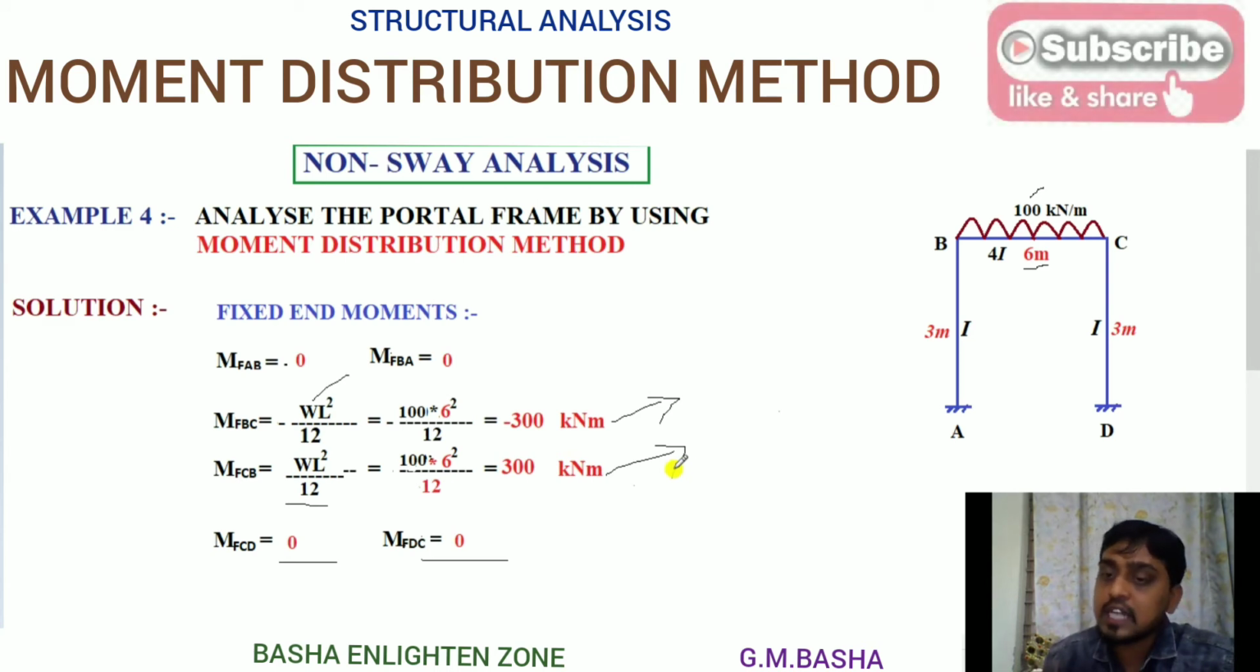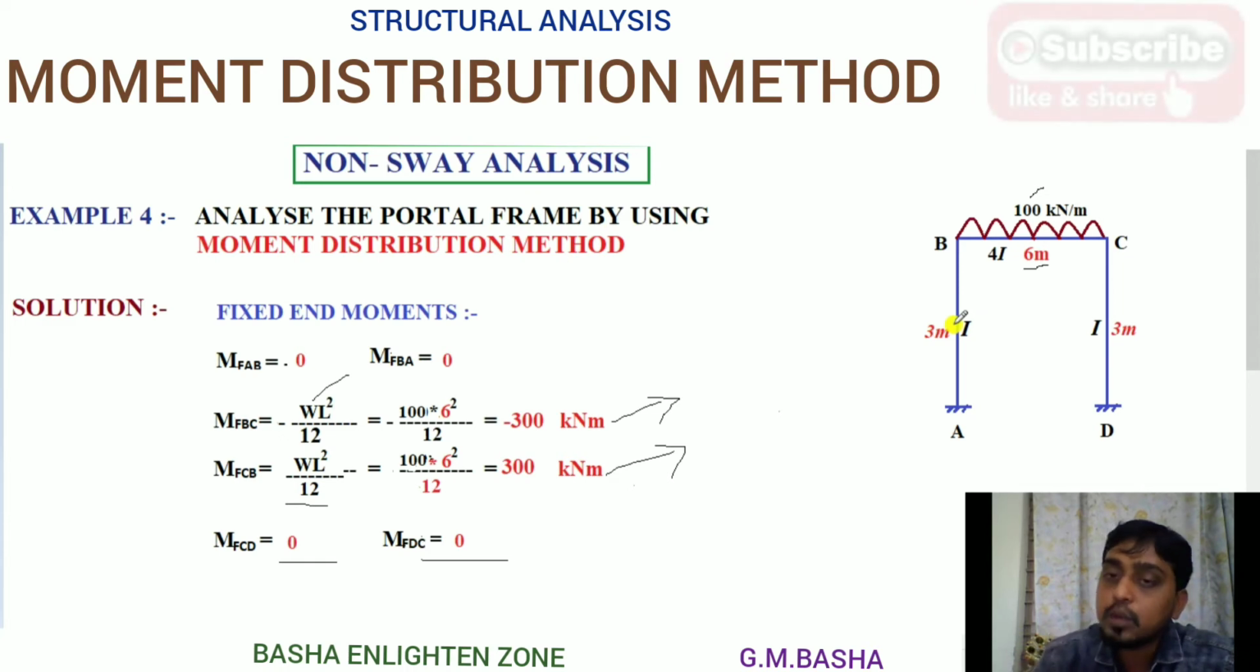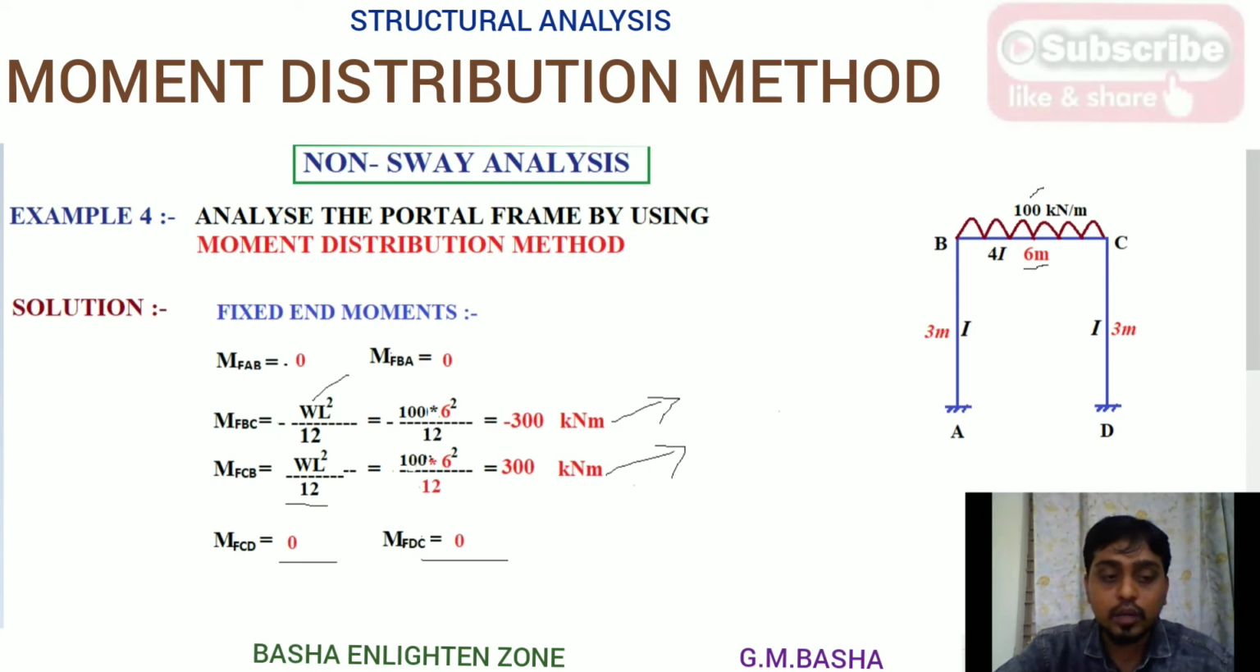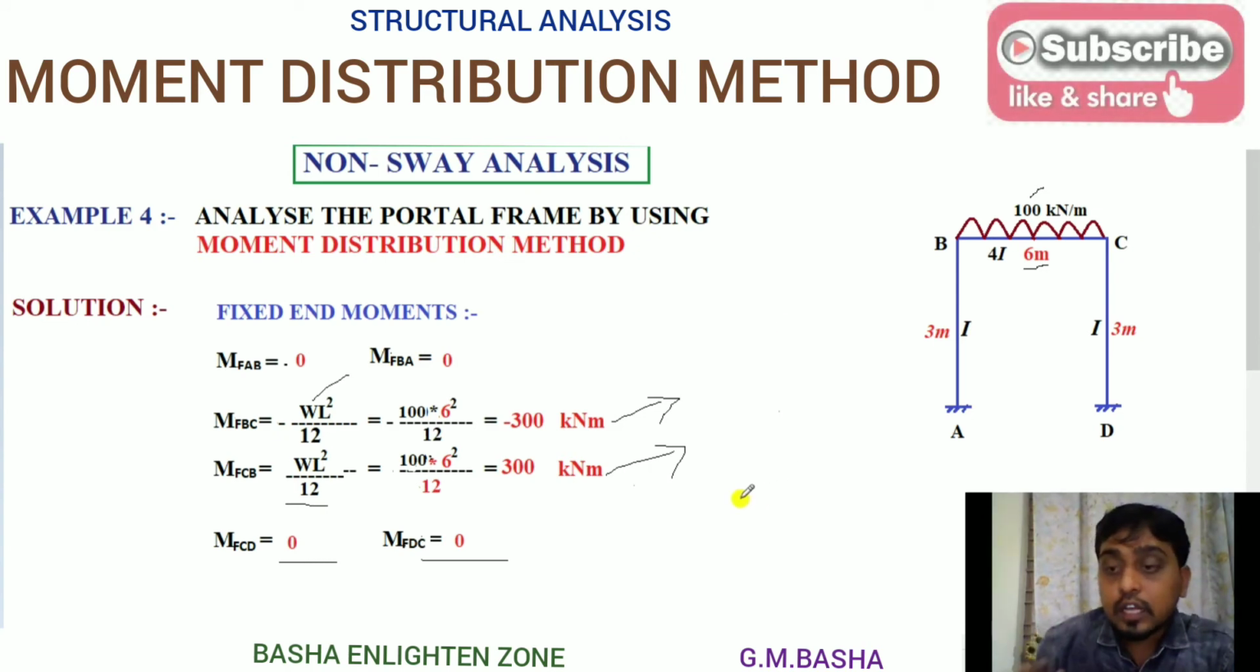Sometimes there is a chance of being asked about a point load or UDL on the column also. Take down the fixed moments also. For example, if a point load is acting exactly at the center, it is minus WL by 8 to plus WL by 8. If any symmetrical loads or eccentric loads happen on both the columns, those types of columns also come under the non-sway analysis only. So if any loading condition is given, take down fixed moments based on those loading conditions.